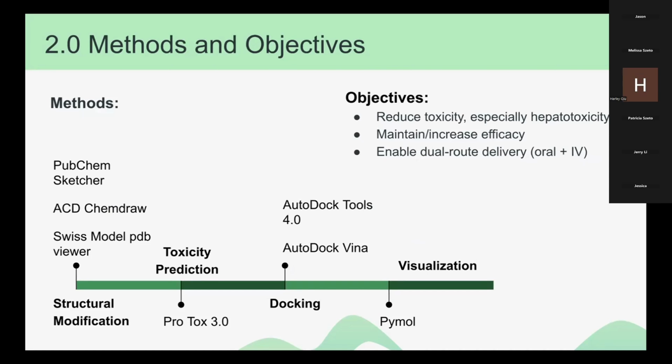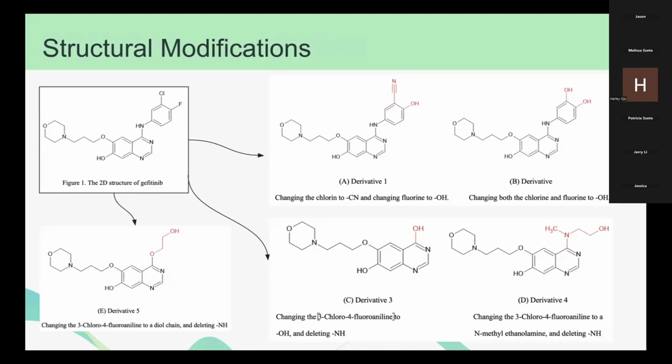To do this, I used computational modeling tools to create five derivatives. I used Protox 3.0 to predict toxicity and log P values, which I'll explain later on. I used ChemDraw and PubChem Sketcher for structural modifications. I also did other analyses like LD50, binding affinity, polar interactions and so on, but I won't cover those today for the sake of time. And this page shows the structure modifications, like the derivatives I made.